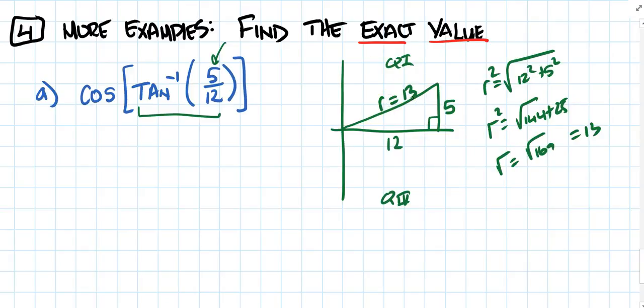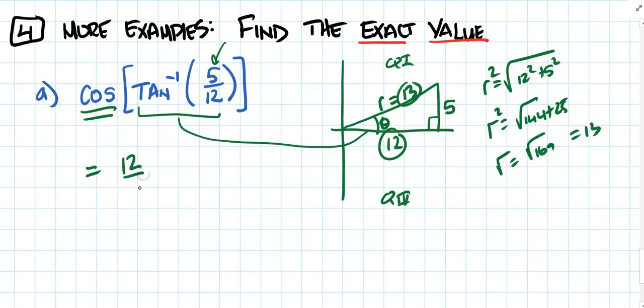Okay. Once I've drawn the picture, and I have my angle, because after all, this means the angle whose tangent is worth a value of 5 over 12, then I have my radius of 13, and what do I want? I want the cosine of that angle. So the cosine is the value of the adjacent to the hypotenuse. So this whole thing has an exact value of 12 over 13. Okay? So drawing the picture is the right way to go to do these problems.